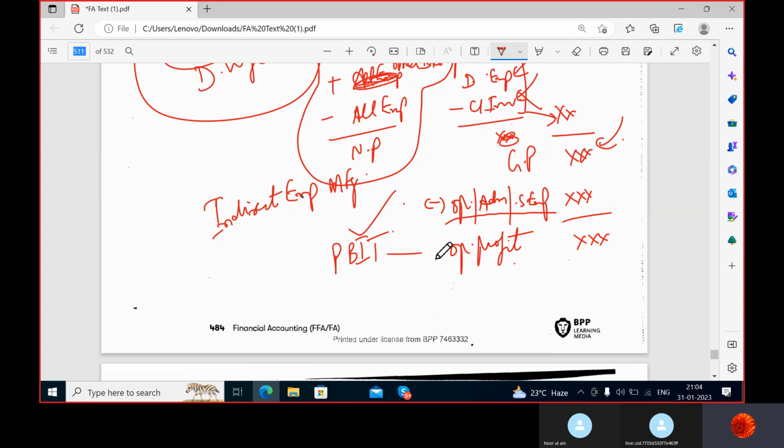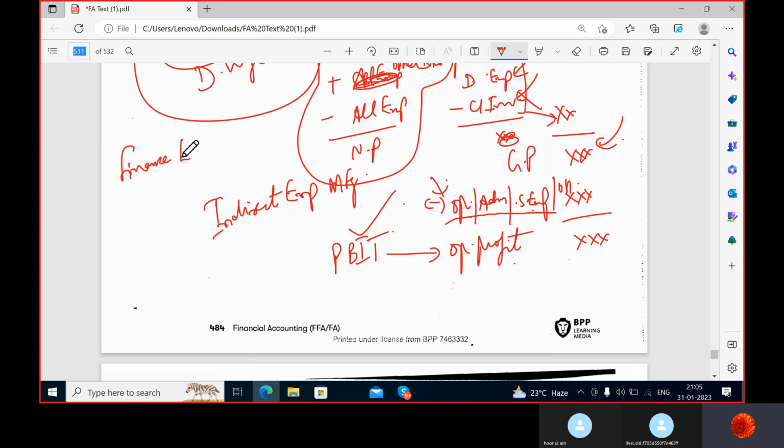Why is it called PBIT as well? Because now there are some expenses which I need to remove from operating profit to get my net profit. So why didn't I take those expenses here? Because those were not the operating nature expenses of my business. That's the reason why I did not take them under operating, administration and selling expenses or overheads. So what are those expenses which are not under this category? Of course, those expenses are called finance expenses.